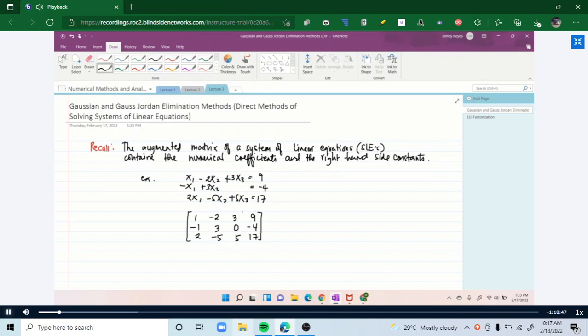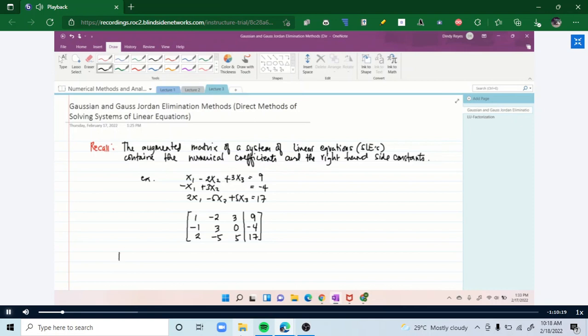Okay? In some books, they put a vertical line here, a bar, just to say that these numbers on the right-hand side of the bar are the right-hand side constants of the equations. Okay, now we can transform this into its REF, or the row echelon form, or its RREF, or the reduced row echelon form.